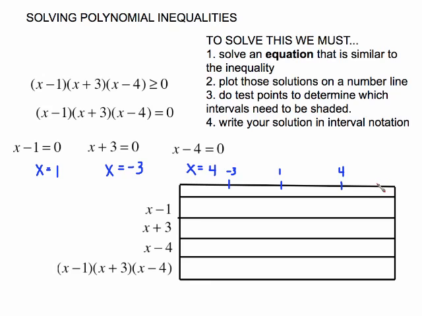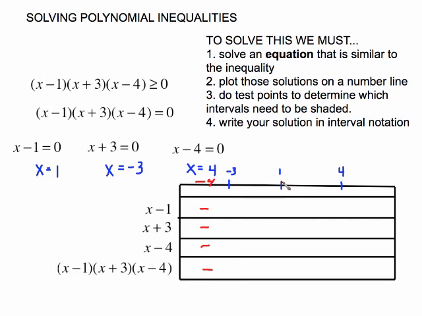To decide where they get shaded, we need to do the test points. So I need to pick something to the left of -3, like maybe -4. And remember, all you're looking at really is signs. So if you put -4 in here for x, you're looking at -4 minus 1, which is -5. I don't care about the 5. I care that it's negative. -4 plus 3 is -1. -4 minus 4 is -8. And then this times this times this is just a matter of doing a product of those three signs. A negative times a negative times a negative stays negative.